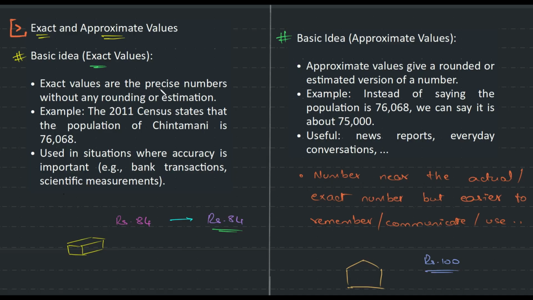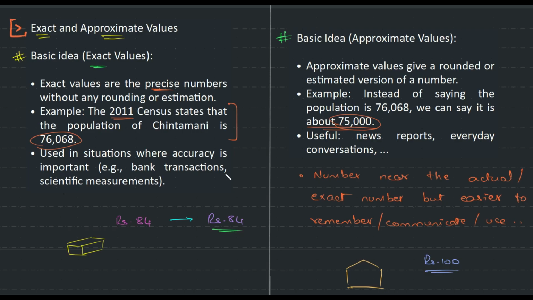So exact values are the precise number without rounding or estimating. What is this rounding? We'll be discussing that. For example, if I communicate that in the 2011 census, the population in Chintamani turns out to be 76,068, how does this sound compared to saying the population is around 75,000? Which is easier to communicate, this value or this value? Right, it's 75,000. So 75,000 is much easier to communicate, and you get a feel of, oh, it's almost 3/4 of a lakh.